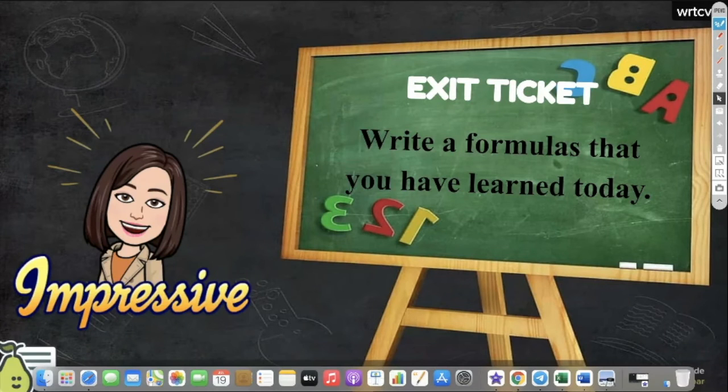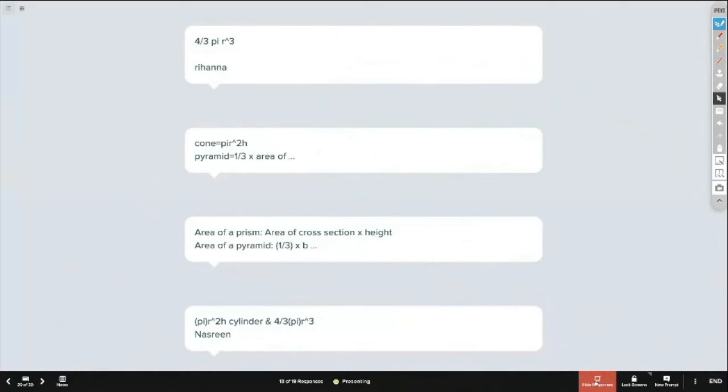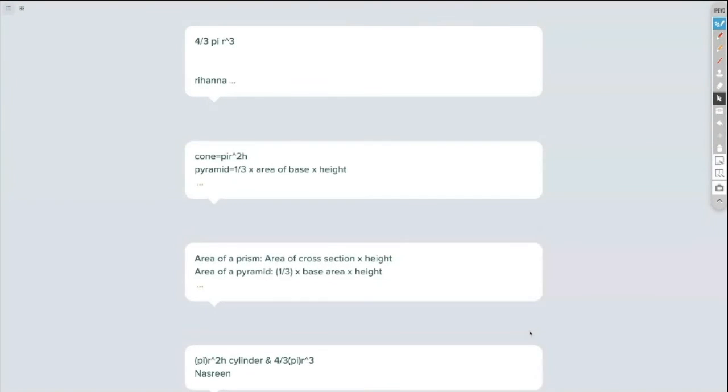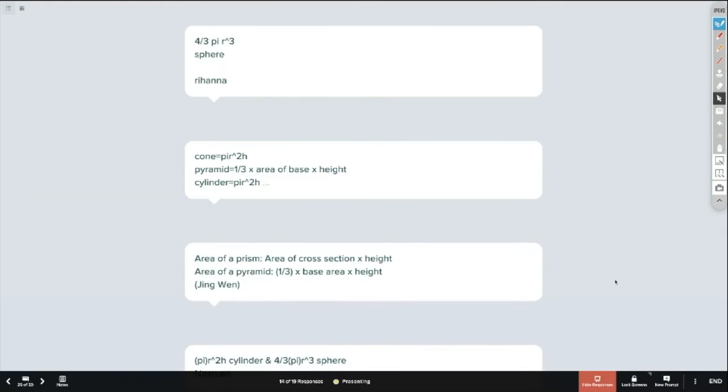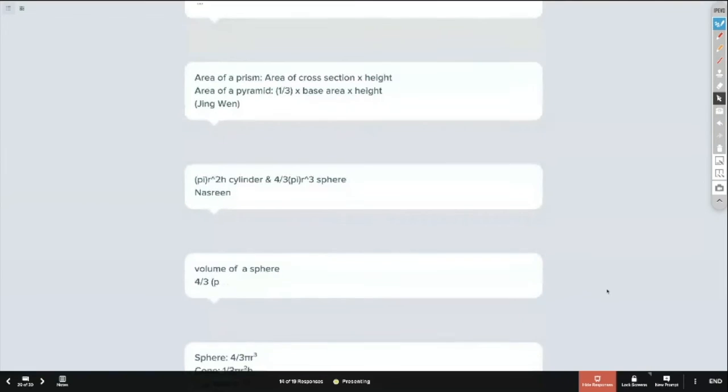Okay, let me check the response. Okay, Rahana: 4/3 pi r cubed. Okay, this is the formula for a sphere. Pi r squared h, cone, pyramid. Yes. Okay, gave more than one. Good. Okay, means that you can remember more. Okay, good. Don't worry about those who can't. Okay, you still have time to learn. Okay, still have time for you.